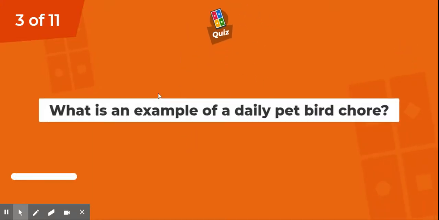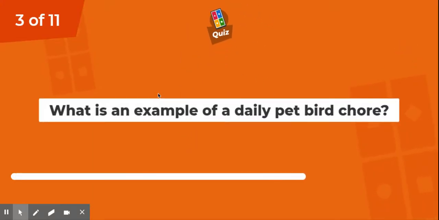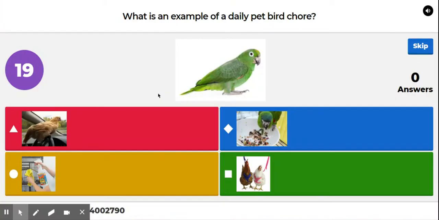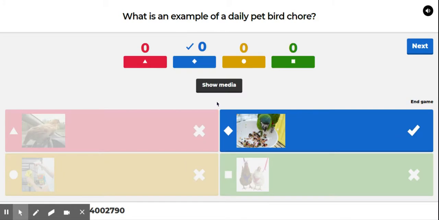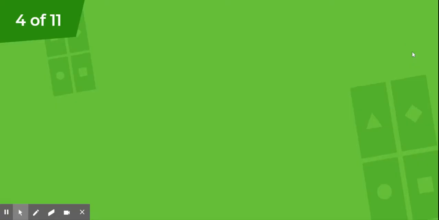Question number three. What is an example of a daily pet bird chore? Taking your bird for a drive, feeding your bird, cleaning out the cage, or walking your birds? Which is an example of a daily pet bird chore? Feeding your bird is a daily bird chore. They need to have fresh food and water every day.